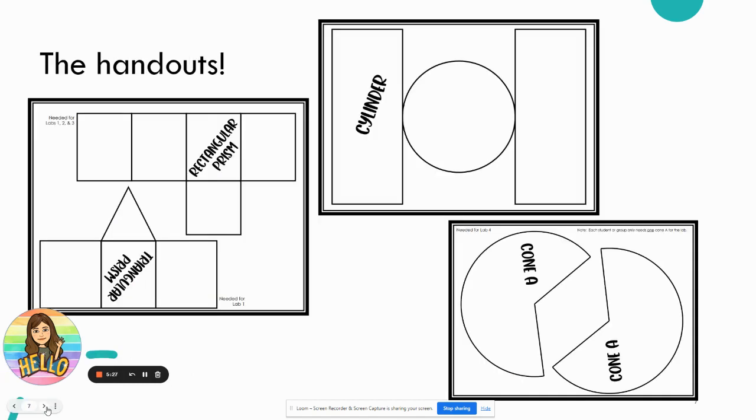Now, here are some of the handouts. The triangular prism will actually be used for a different connection lab. The rectangular prism, the cylinder, and two sets of cones are what we'll use for this activity.